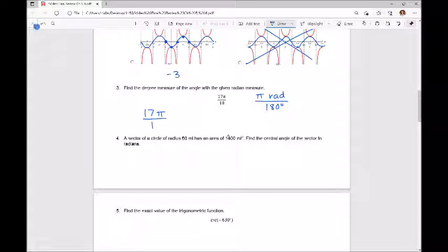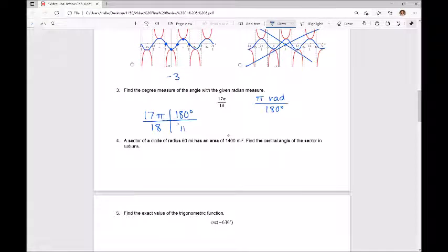So we have 17 pi over 18. And then since we're going to degrees, we want to put 180 on top and pi on the bottom. What this is going to do is make our pi's cancel, and then we're going to end up in degrees. We don't have to actually put it in the calculator. 18 goes into 180 10 times, so 17 times 10. Oh, sorry, no, this is right. 17 times 10 is just 170 degrees. So that is your degree measure. And you could have just plugged that into a calculator.